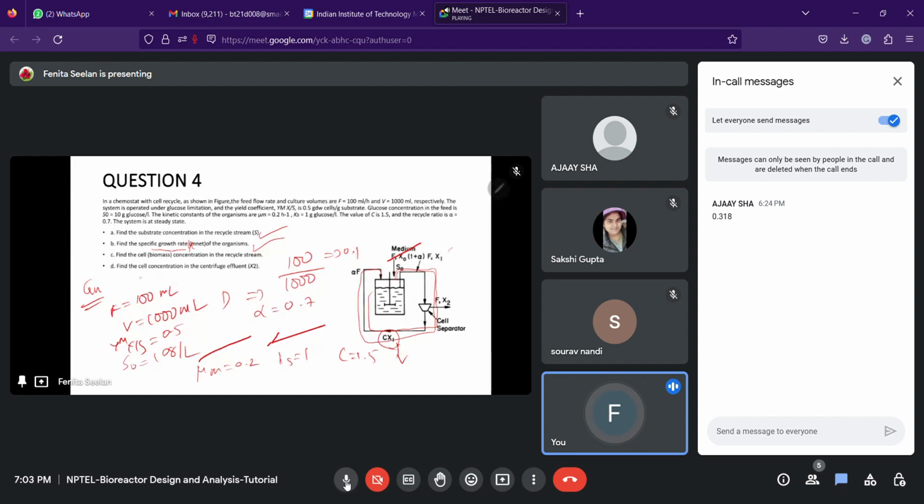Find the cell concentration in the centrifuge effluent. In case of recycle, you will be taking some portion of your media and allowing the cells out, separating the cells that will go out. This is the cell separator or centrifuge. The remaining media along with a little bit of cells will be going inside. That is what you just calculated, which is x1. And what is going out of the centrifuge or cell separator is the x2.